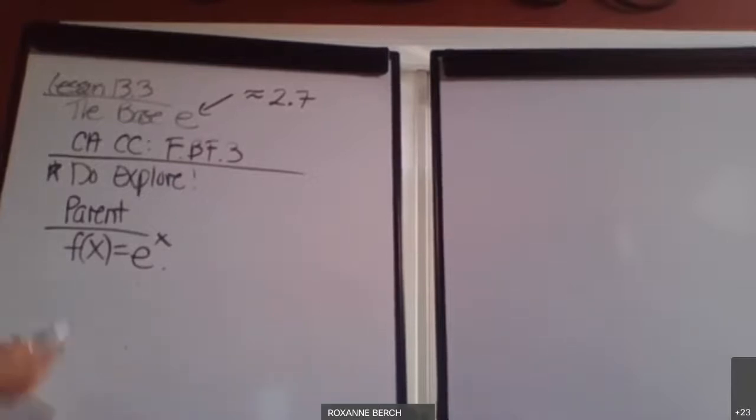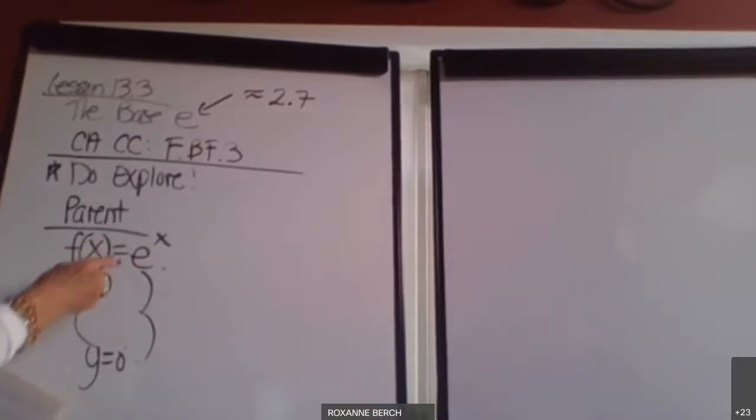So if you were going to graph this, we're going to do the same thing we did with the exponential growth. We're going to get 2 points, and a horizontal asymptote at y equals 0. Pick a 0. What's e to the 0? 1. Pick another number, 1. What's e to the 1? E, which is about 2.7.